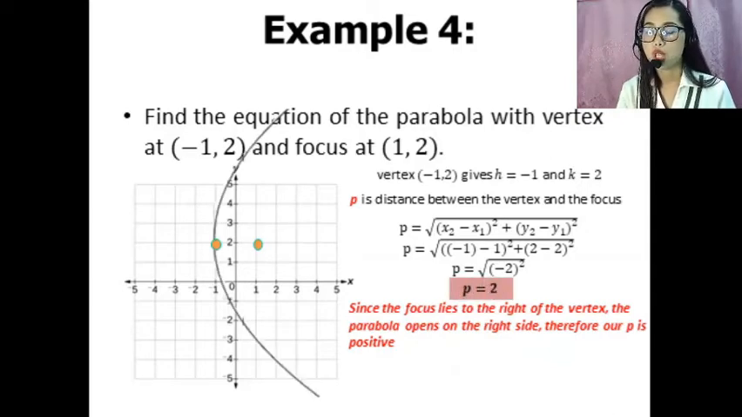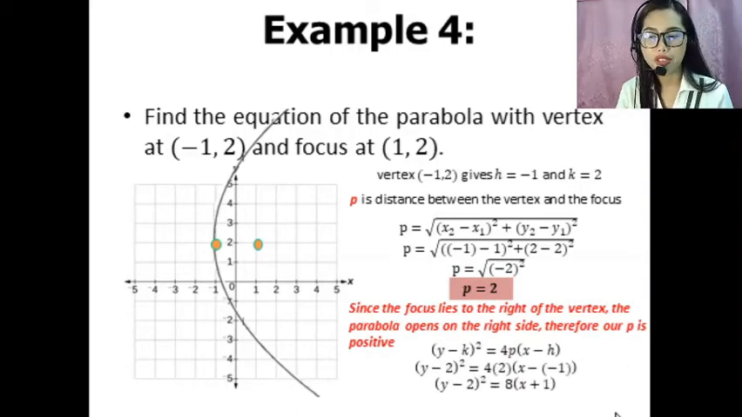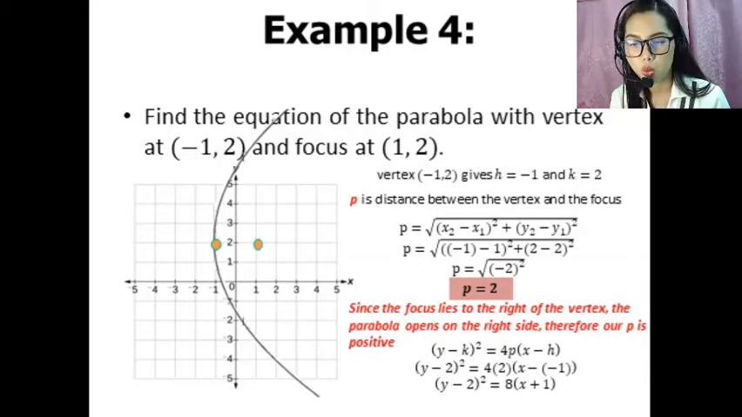Okay, so substituting the values of h, k, and p, you will then have the equation (y - k)² = 4p(x - h). So, you will have (y - 2)² = 8(x + 1).